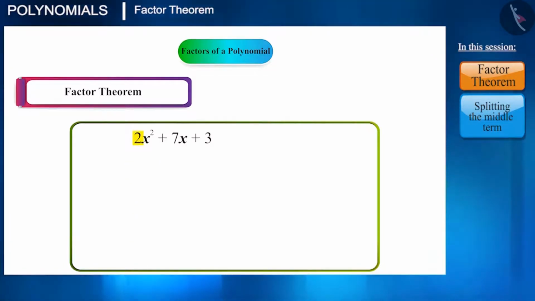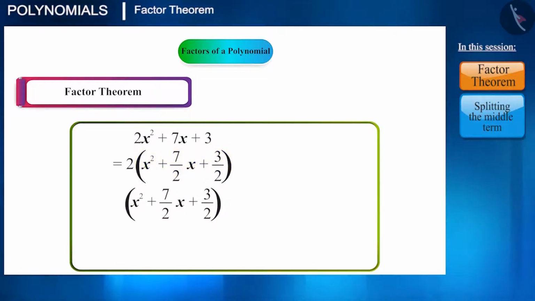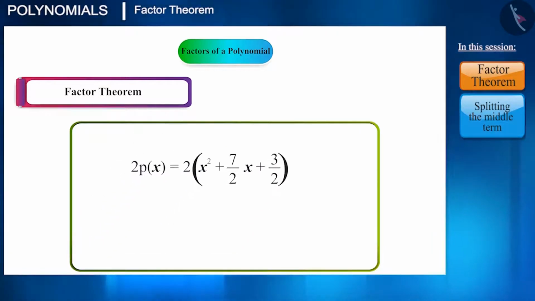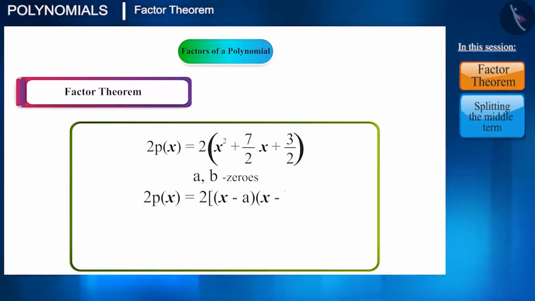So we can take 2 common out of it and write it like this: 2 of x squared plus 7 by 2x plus 3 by 2. Now, if we write x squared plus 7 by 2x plus 3 by 2 equal to p of x, then this will become 2p of x. And suppose if a and b are its 2 zeros, then you can write this polynomial in terms of factors as 2p of x is equal to 2 of x minus a of x minus b.